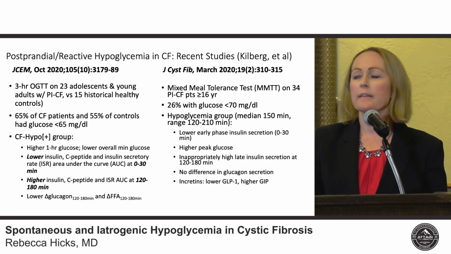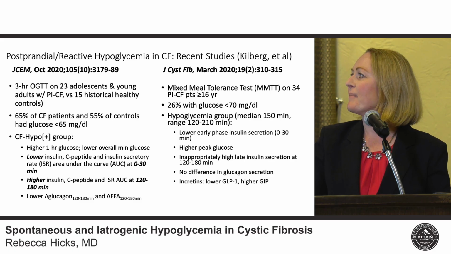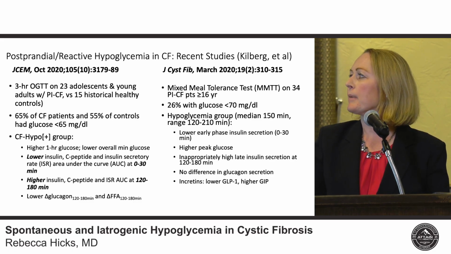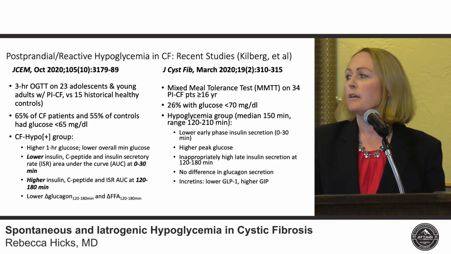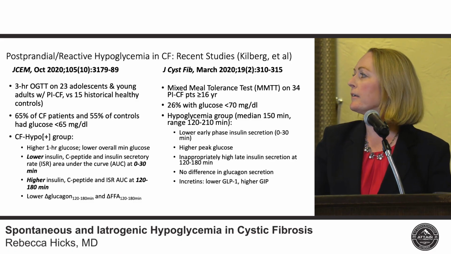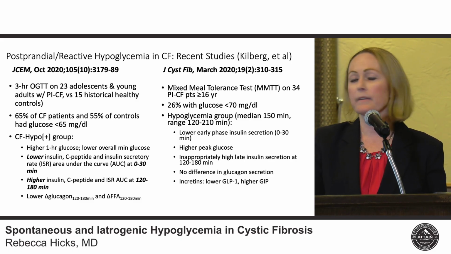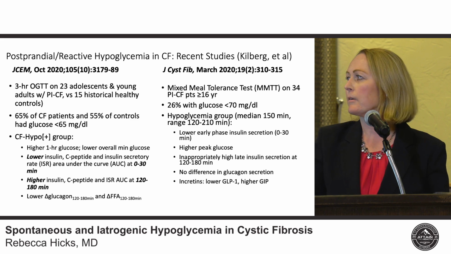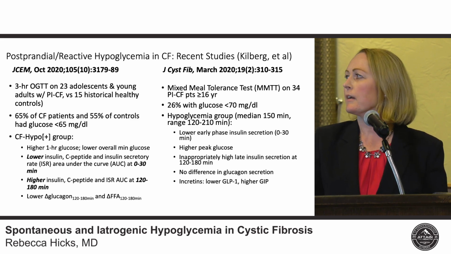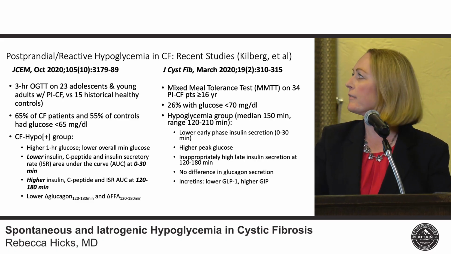In the CF hypoglycemia group, there was a higher 1-hour glucose and lower overall nadir in the glucose level. There was lower insulin C-peptide and insulin secretory rate under the curve at 0 to 30 minutes, but a higher insulin C-peptide and insulin secretory rate area under the curve at 120 to 180 minutes. And then there was also lower change in glucagon and free fatty acids. So the authors here did see that there was a distinct difference in the CF group.